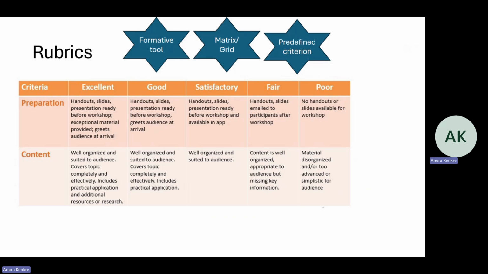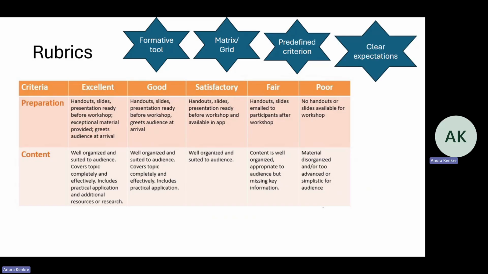Then it has predefined criteria. So as you can see on screen, which is appearing in the orange color, it has certain words written there, such as criteria, preparation, content, excellent, good, satisfactory, all of these. So there are predefined criteria. There is nothing that you can change in it. So we will understand now how to use it.